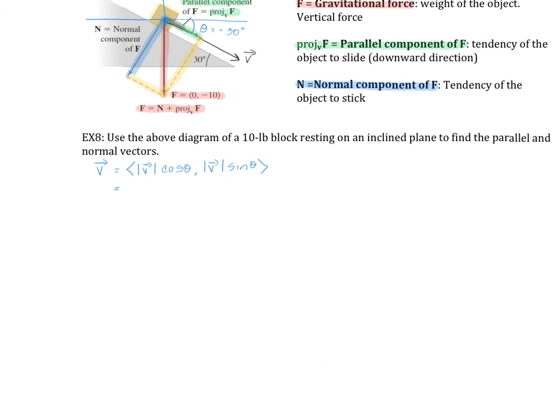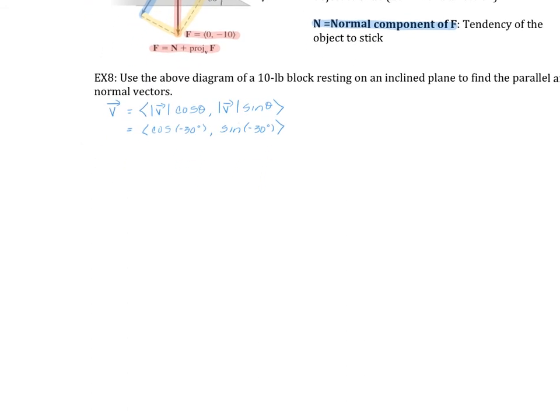cosine of negative 30 degrees, sine of negative 30 degrees. Again, you could have the magnitude of v be any number and we'll still get the same answer because they'll cancel each other out eventually. So might as well just use a magnitude of 1. So at negative 30 we have cosine in quadrant 4, that's square root 3 over 2. And then sine would be a negative half.